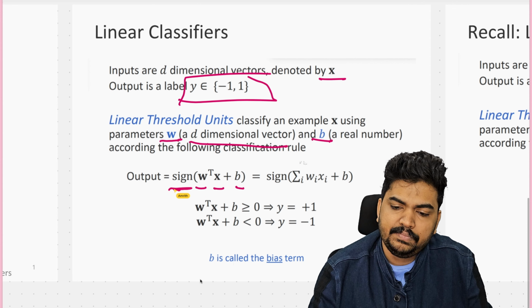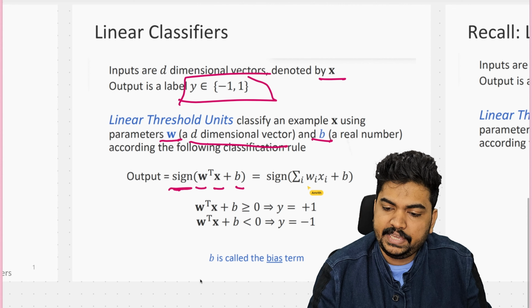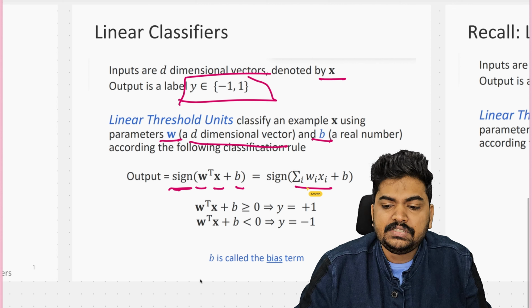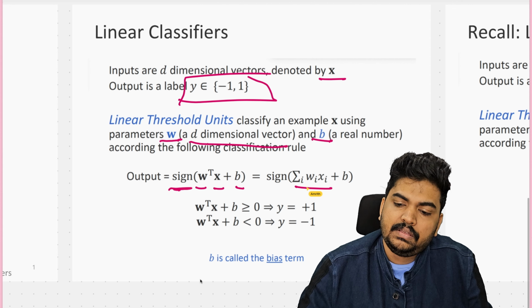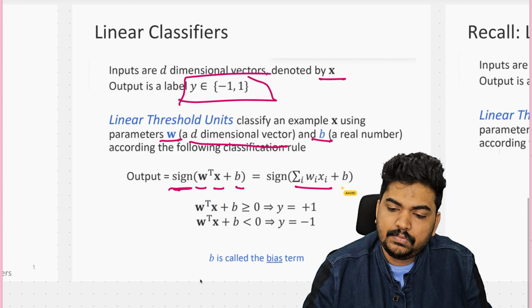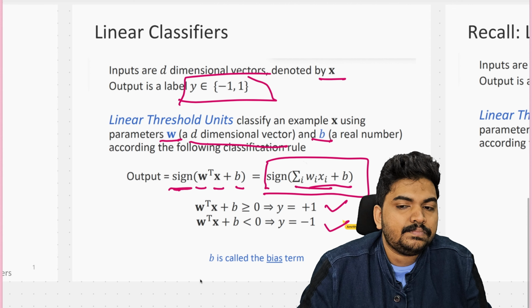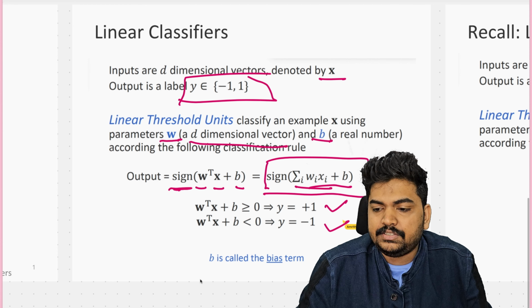So summarily, the dot product is basically sigma i w_i x_i, where i ranges over each of the d dimensions, and b is the bias term. The sum followed by the sign operation determines the label, which is either +1 or -1. This is how any linear classifier learns.